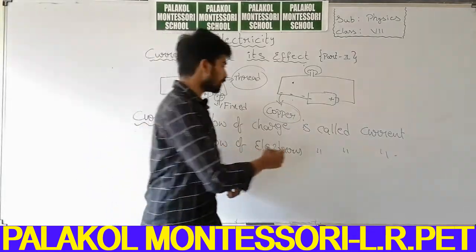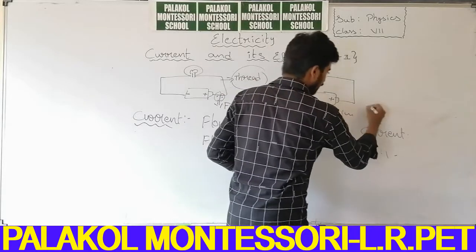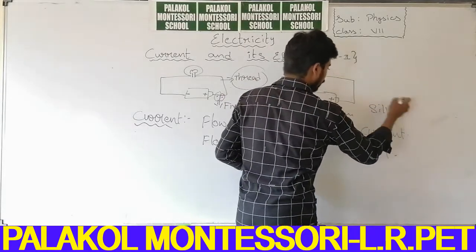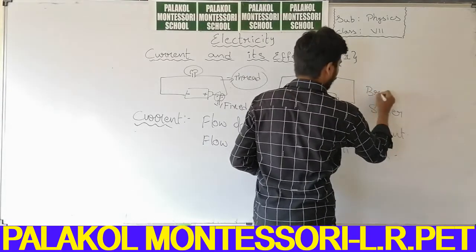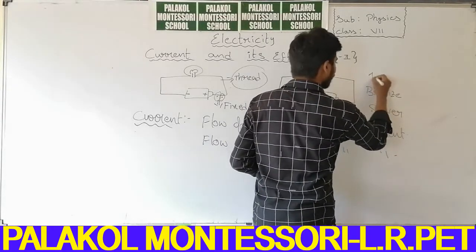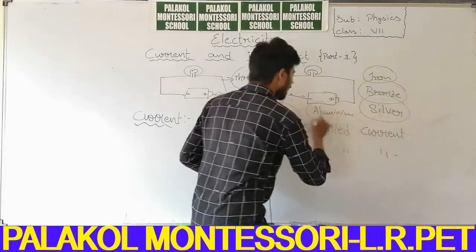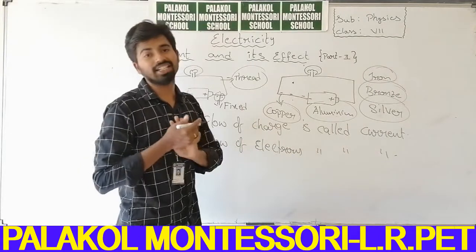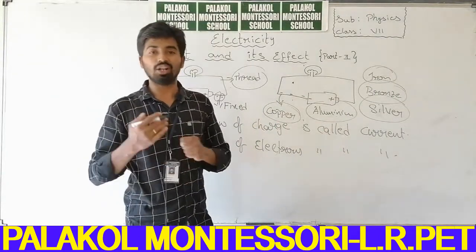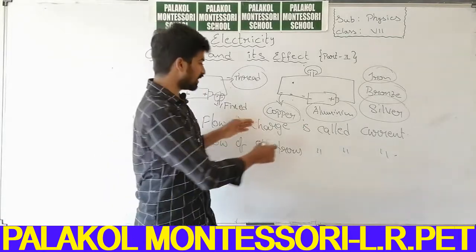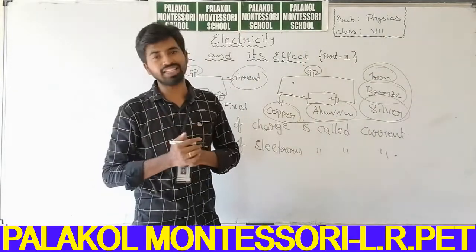Even some substances like aluminum, silver, bronze, iron, these are the metals which allow the current to pass through them. We call these conductors, which allow the current to pass through. These substances have electrons which can move freely.